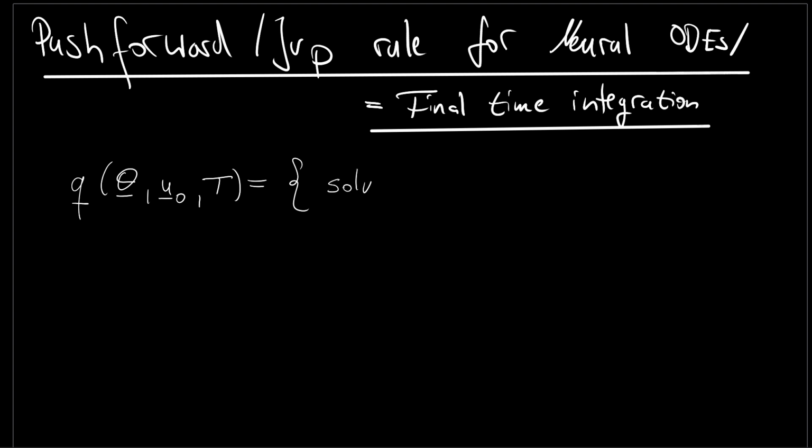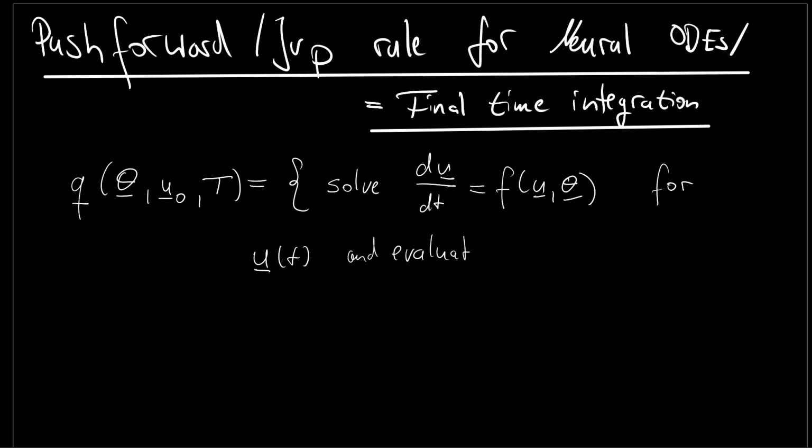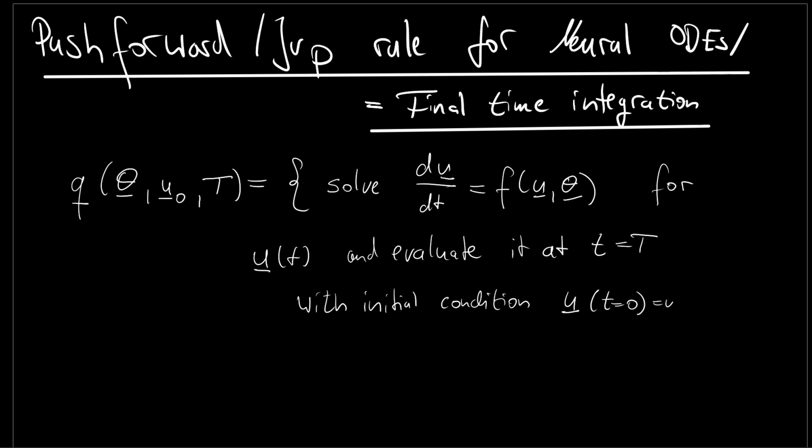So we can say solve the ODE du by dt, with a vector u, is given as the right hand side on vector u and parameter theta. And this shall be solved for the solution function u of t, so a vector valued function that depends on the time, and then we should evaluate this function at t equals capital T with initial condition u at t equals 0 being given by u0. And I want to call this result u evaluated at capital T.